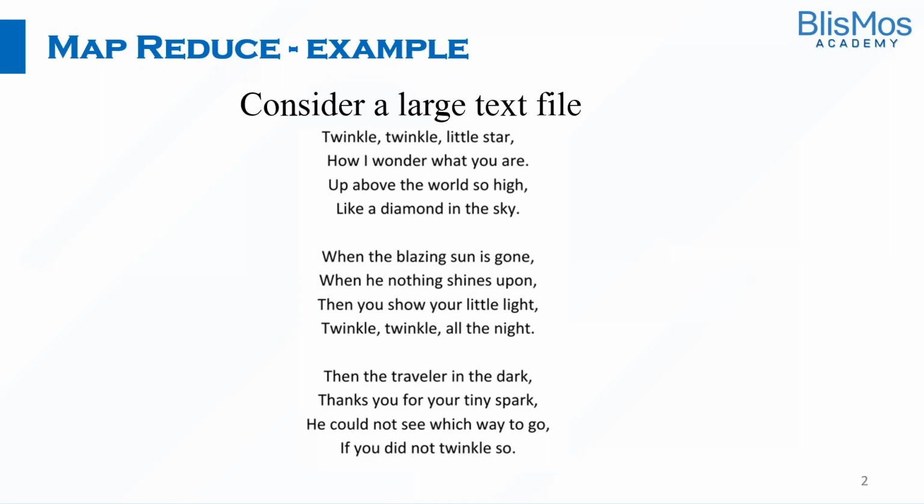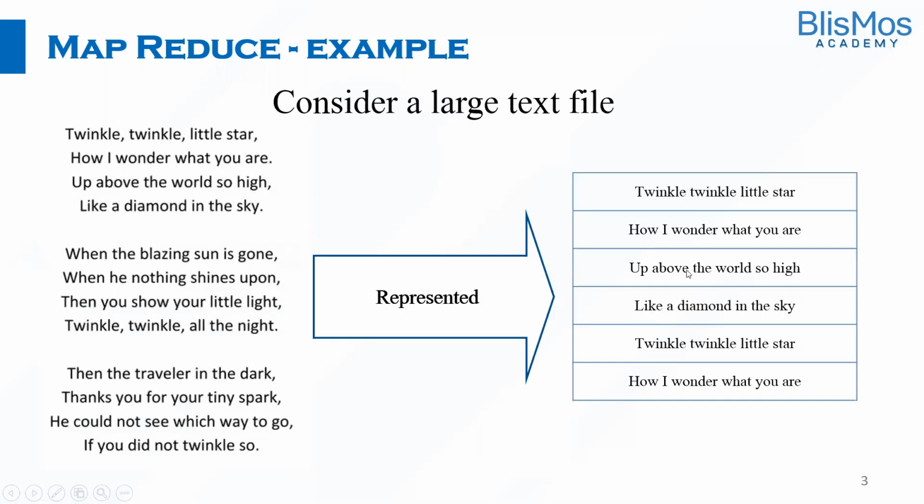This particular large text file is around 1 GB and has a large amount of data, like mini poems. Consider this text file is stored as a table. It is represented as a table like this. Here the large text file is represented as a record, or one line per record. The whole file is represented in this particular format.